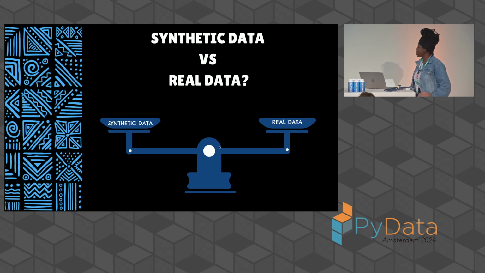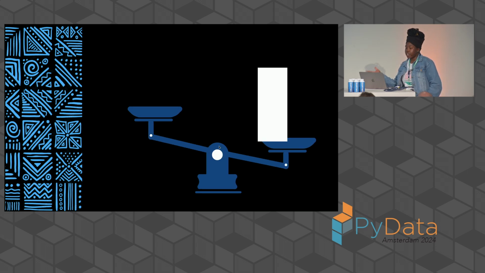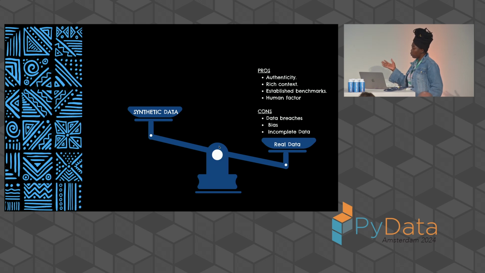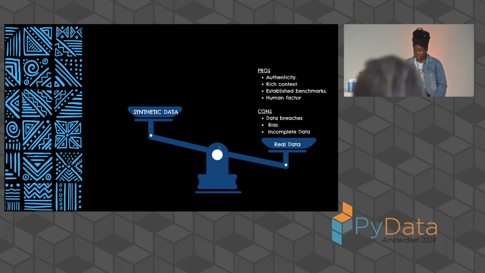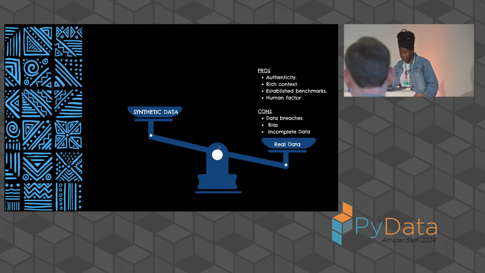And someone will be tempted to ask, how do they compare? Can we put them on a scale? Yeah, sure, we can do that. Of course, let's start with real data. Of course, it has its advantages and disadvantages. We have authenticity, rich context, the already established benchmarks that are there, of course, the human factor or the organicness that there is to it. But then it also has its disadvantages, as you can all see up there.